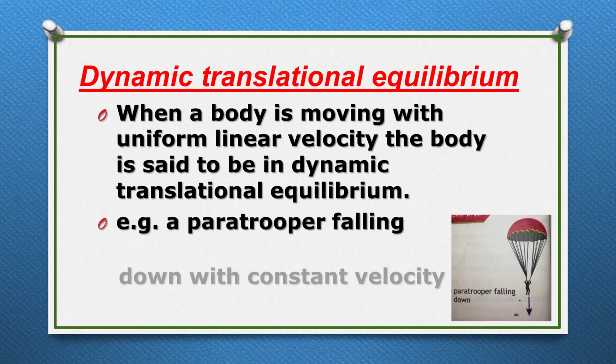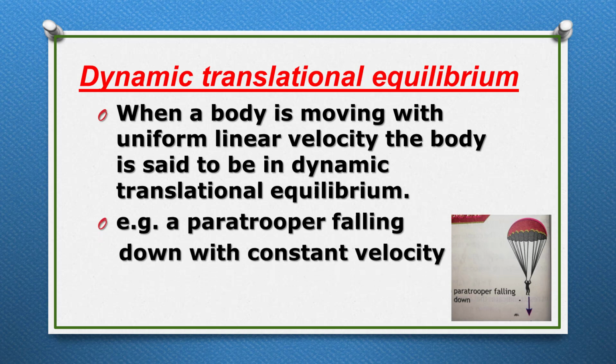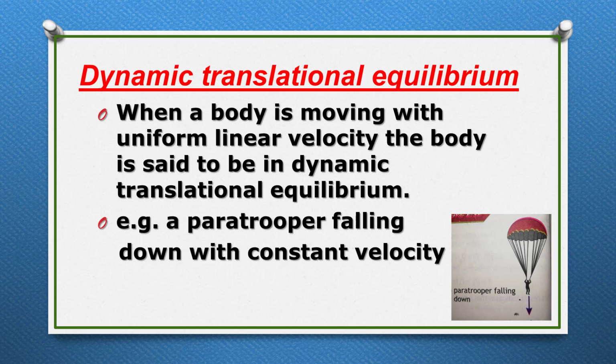For example, a paratrooper falling down with constant velocity. Okay, if a paratrooper is falling down with constant velocity, there is no acceleration produced. It is moving, but it is moving with uniform linear velocity. So we say that the paratrooper is in a state of dynamic translational equilibrium.